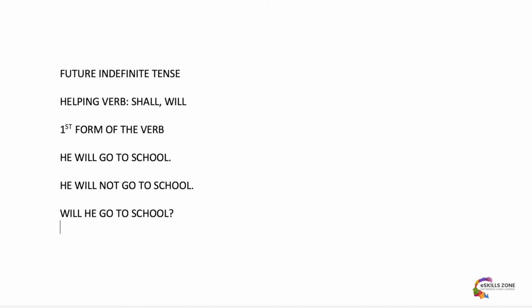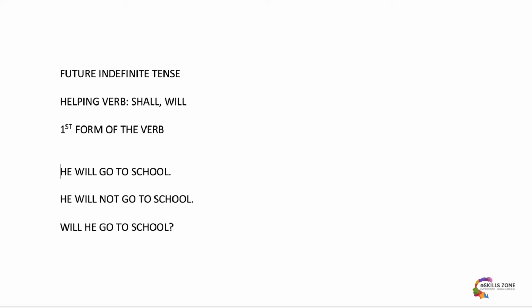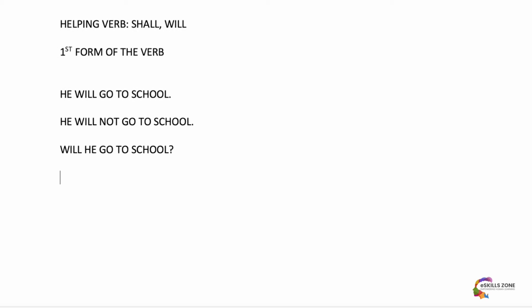He will go to school. That's a positive sentence, and we will now convert positive into negative. He will not go to school. Full stop. And then we will say, will he go to school? Question mark. If you notice here, the helping verb is will and the verb is go, and not is in between these two, which I told you earlier in the videos. So that's the thumb rule you need to remember.